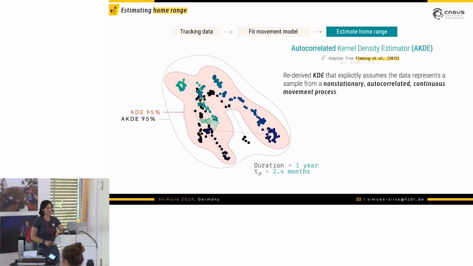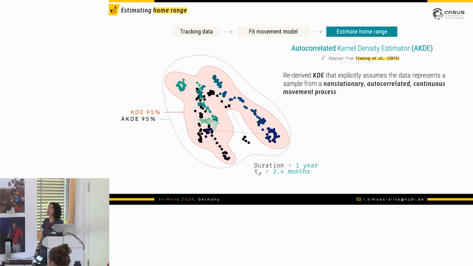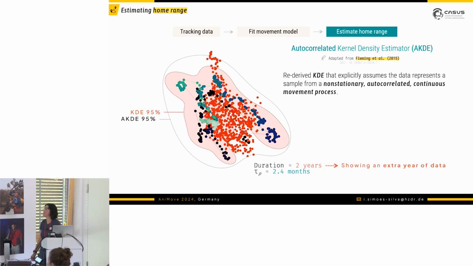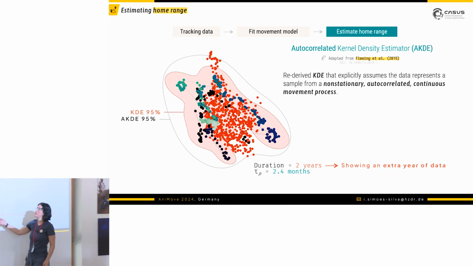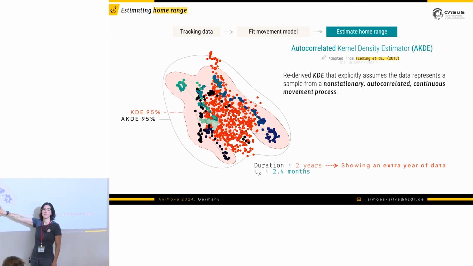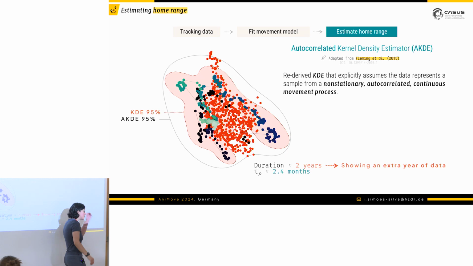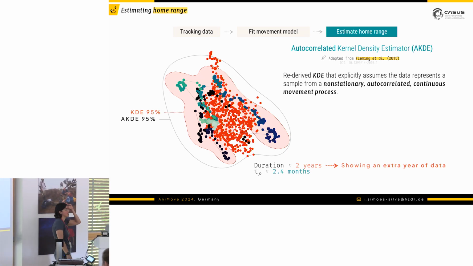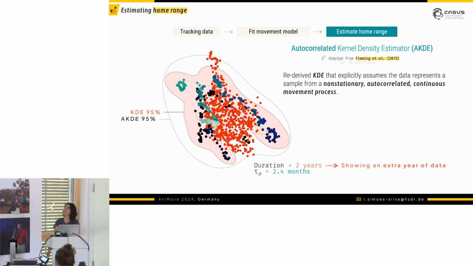And once again, I'm just hiding half of the data here for you guys. In this case, once we have the 2 years of data instead of just 1, we see that the animal did go to those areas, right? So it's important to always consider that if you're using the conventional methods, you might be missing out on this future use.